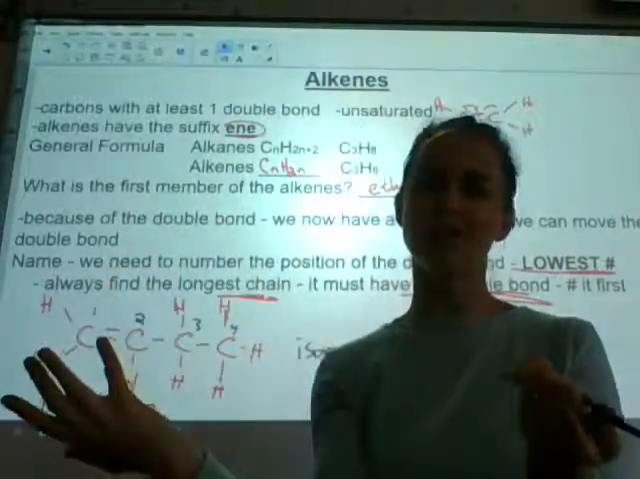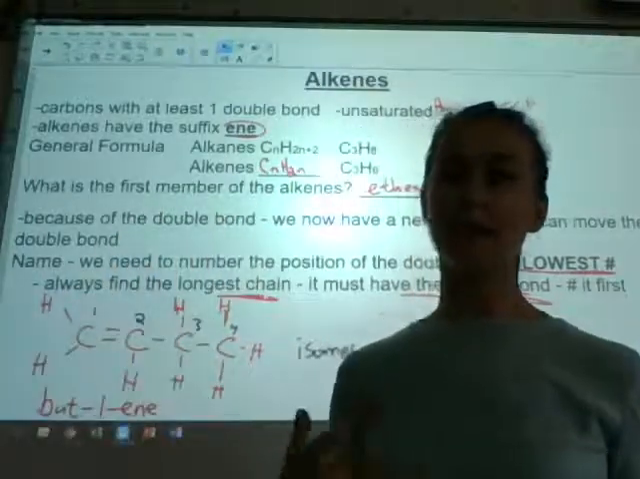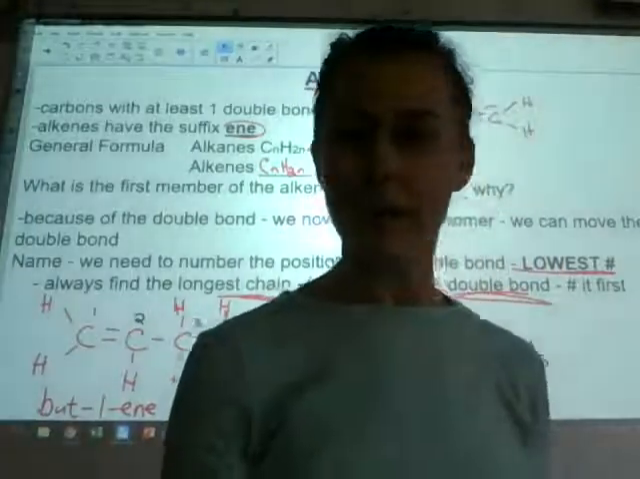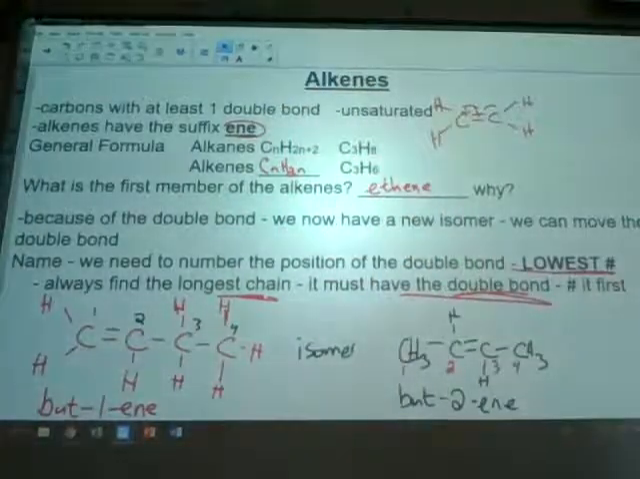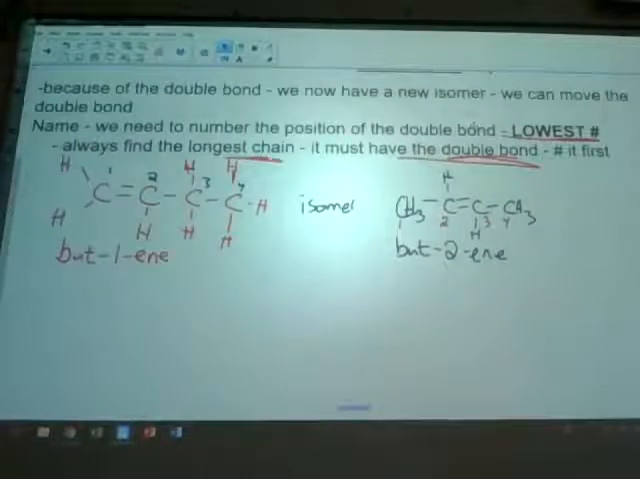So it actually is still just but-2-ene, because that's the lowest number possible that we want in there. Now let's look at some little more complicated ones.